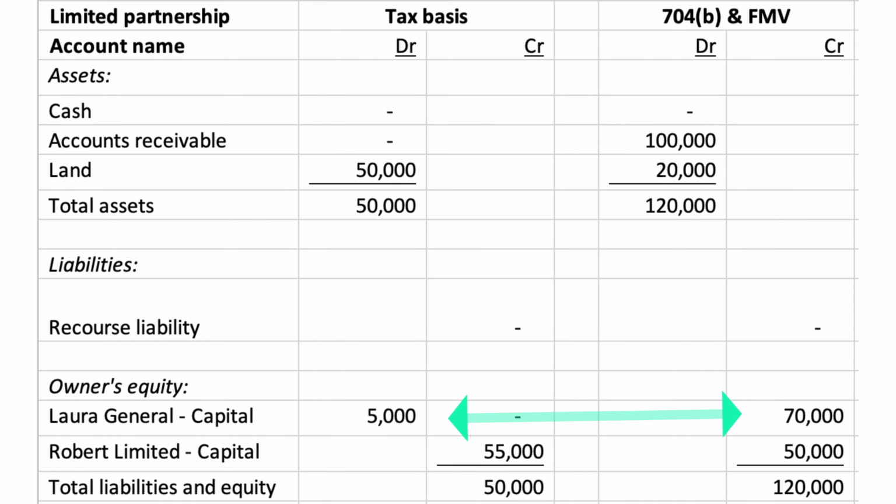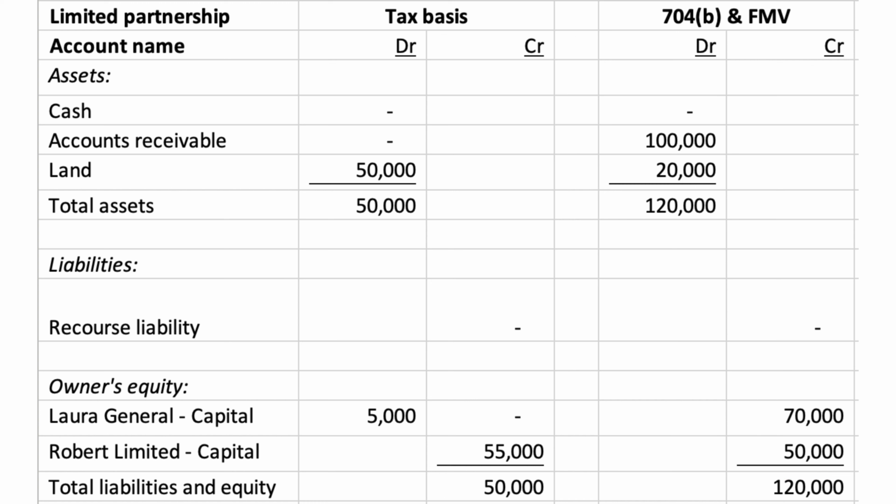Notice that each partner's fair market value claim on the remaining partnership assets is different than their tax basis in the partnership interest. That's not uncommon. If you recall, the substantial economic effect rules under Section 704(b) require that, in a liquidation, the partnership distributes the remaining assets in the partnership according to the partner's 704(b) economic capital accounts. So Laura is now entitled to $70,000 of the remaining fair market value of the property, and Robert is entitled to $50,000 of the remaining fair market value of the property.